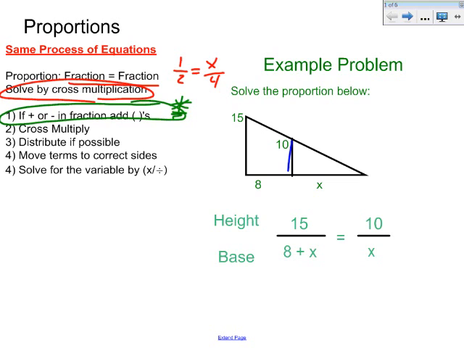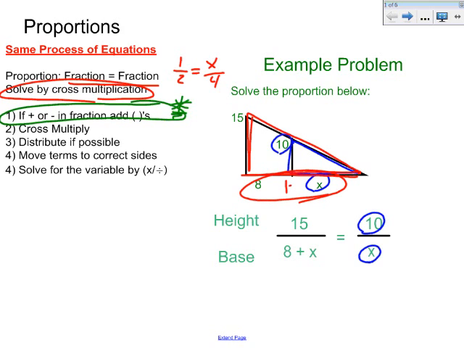So in this case, here's how you'd set a proportion for this similar figure. We're comparing base and height. So the blue triangle, again, has a base of x and a height of 10. Now the bigger red triangle has an 8 and an x piece. That total length is 8 plus x, and the height would be 15. All right, and that's a proportion. A fraction equals a fraction.